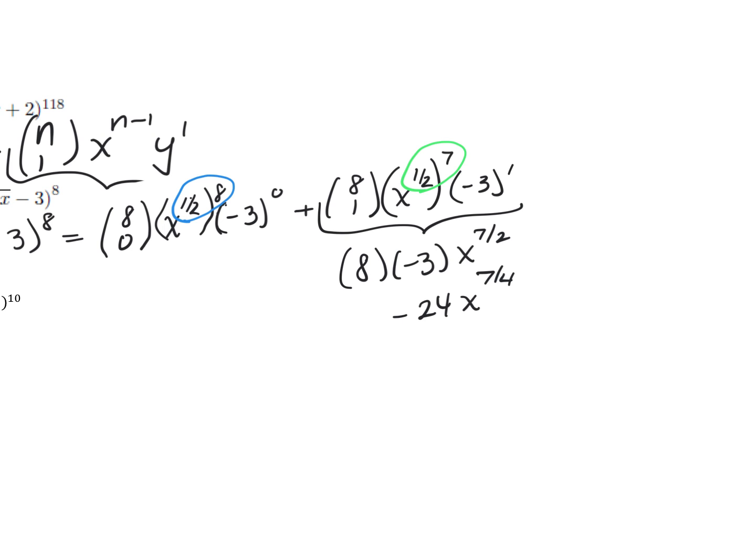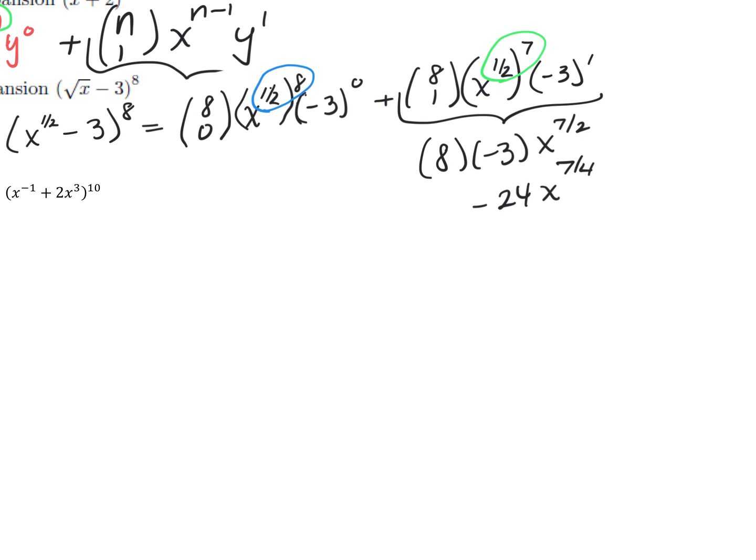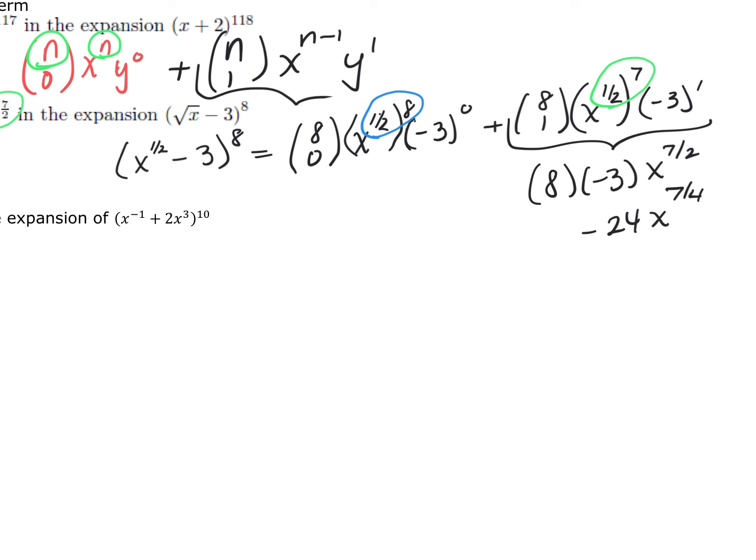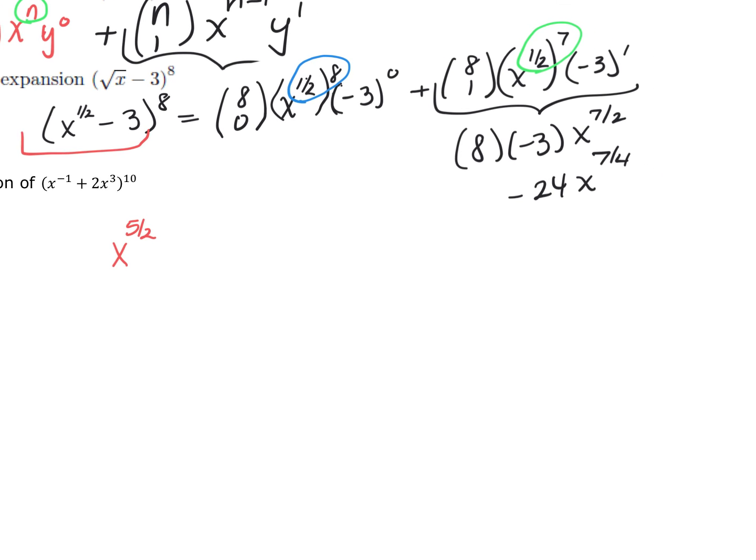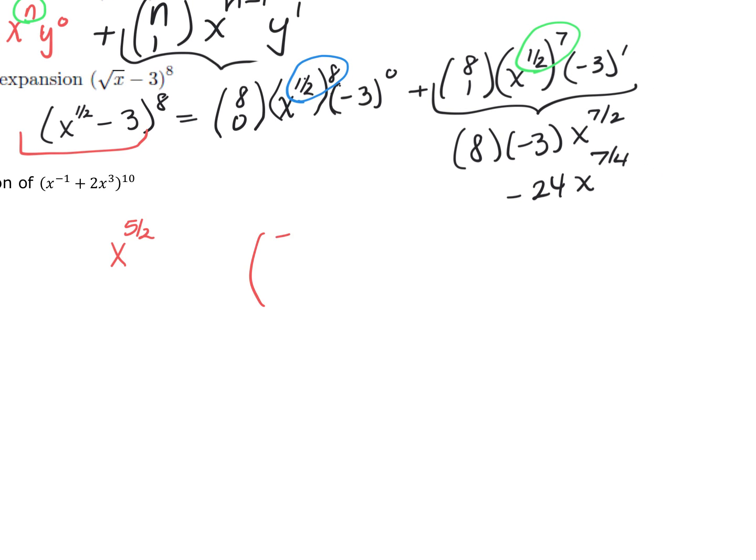Now you're saying, what happens if I wanted the term, same exact problem, I'm still using this. Notice my first two examples, I went to a specific term, the second one in. What if I want x raised to the 5 over 2? Well, if I want x raised to the 5 over 2, I know I'm going to have 8 choose.